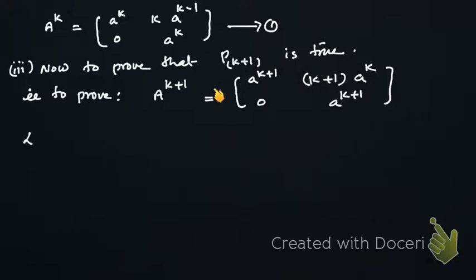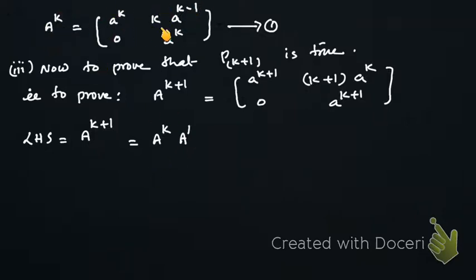We are trying to prove that this is true. We are trying to prove that P of k plus 1 is true under this assumption. If it is true for k, we are trying to prove that it is going to be true for k plus 1. And to prove anything, I need to start with the LHS. So I'm going to start with the LHS. I'll say LHS is a raised to k plus 1. And a raised to k plus 1 I can always split as a raised to k into a raised to 1. Of which a raised to k, I have an equivalent expression here.